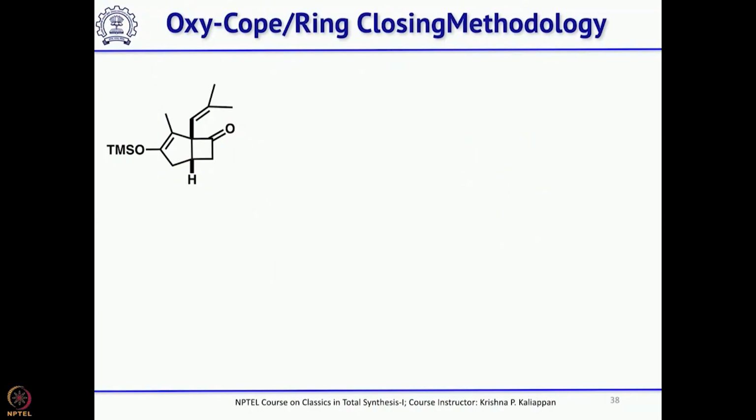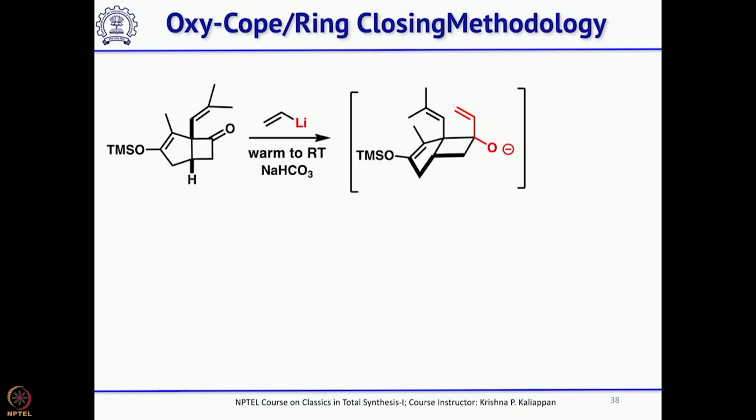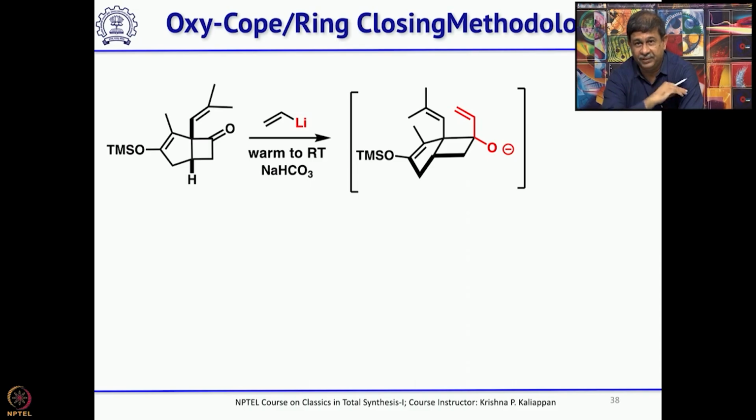Then there is another very interesting methodology. It is a tandem reaction where oxy-Cope rearrangement is followed by ring closing. It is almost like oxy-Cope rearrangement followed by an intramolecular Mukaiyama type aldol reaction. So, that also has been successfully used for the synthesis of triquinanes. So, for example, this bicyclic compound, if you treat with vinyl lithium, you get this intermediate. Now, if you look at this intermediate, it is a classical oxy-Cope intermediate.